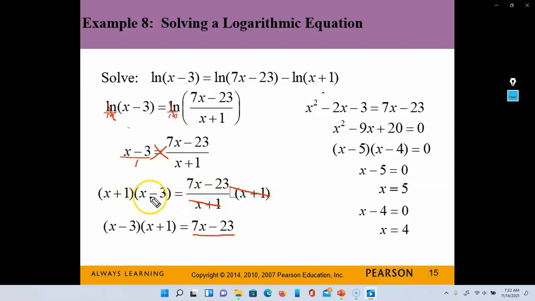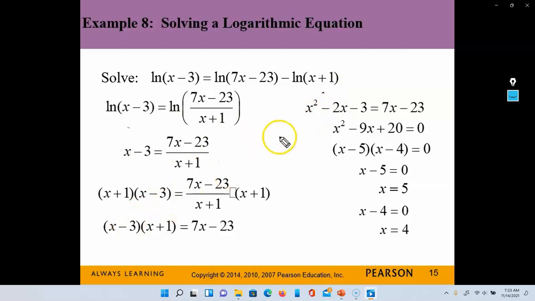Now, what do we do? Well, now you FOIL this, and let's practice FOIL. Our first is x squared. Our outers is a positive 1, an inners a negative 3x, so this becomes a negative 2x, and then our last becomes a negative 3.